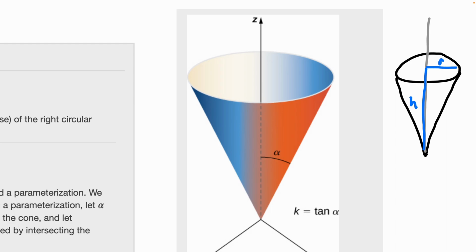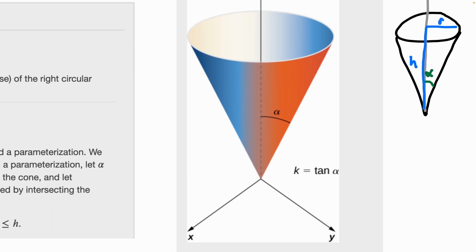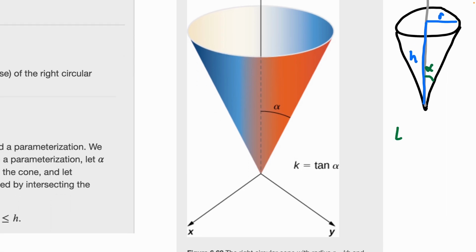So what they do is they introduce a placeholder, an alpha, and they ask you to consider this angle here as alpha. So then you can see that opposite the angle alpha is r, and adjacent the angle alpha is h. Therefore, if you do tangent of alpha, you'll get r over h. As you read this example, the book has a typo.